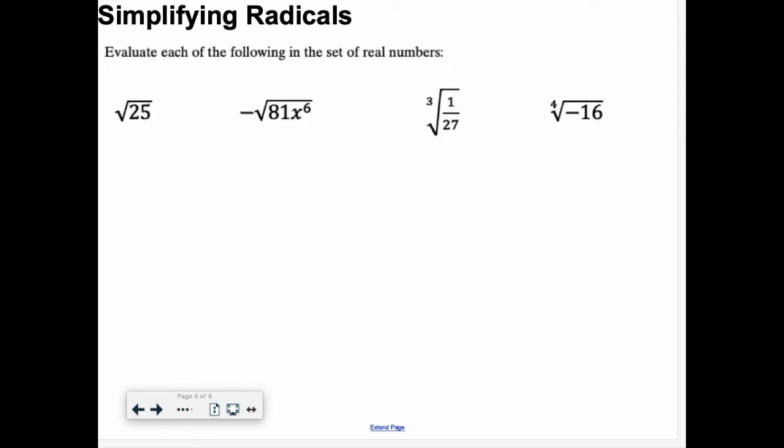All right. So we're going to evaluate each one of these in the set of real numbers. Now, a note about this. Most numbers that you've dealt with in your entire academic career are what we call real numbers. That includes every whole number, every integer, zero, positives, negatives, fractions, decimals that end, decimals that don't end, and irrational numbers. However, what we don't consider a real number is a negative underneath a radical sign. For instance, this is not a real number.